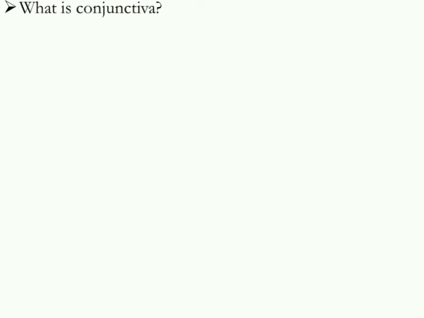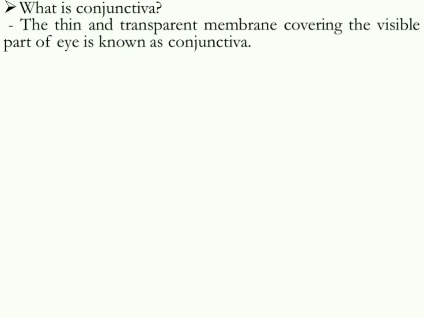Now let us know the second part of the eye, that is conjunctiva. What is conjunctiva? The thin and transparent membrane covering the visible part of the eye is known as conjunctiva.